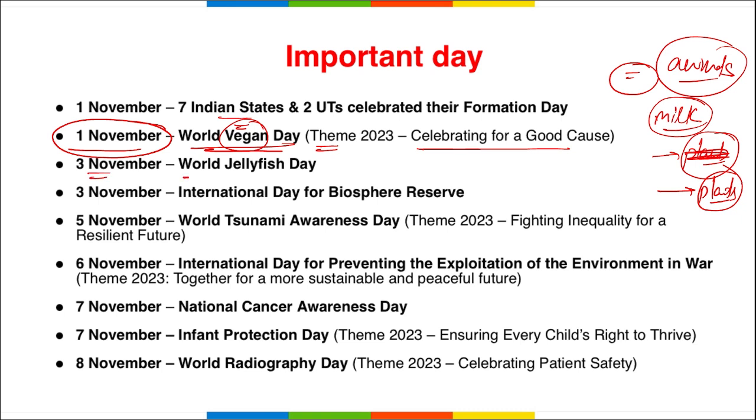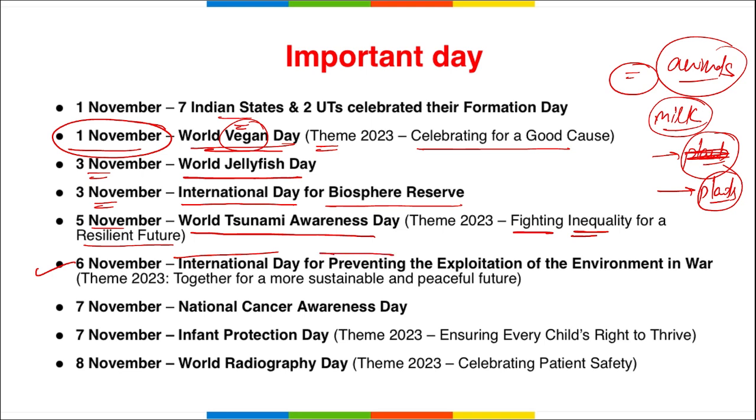Then 3rd of November, World Jellyfish Day. 3rd of November is also observed as International Day for Biosphere Reserve. 5th of November is observed as World Tsunami Awareness Day with the theme Fighting Inequality for a Resilient Future. 6th of November is observed as International Day for Preventing the Exploitation of the Environment in War with the theme Together for a More Sustainable and Peaceful Future.